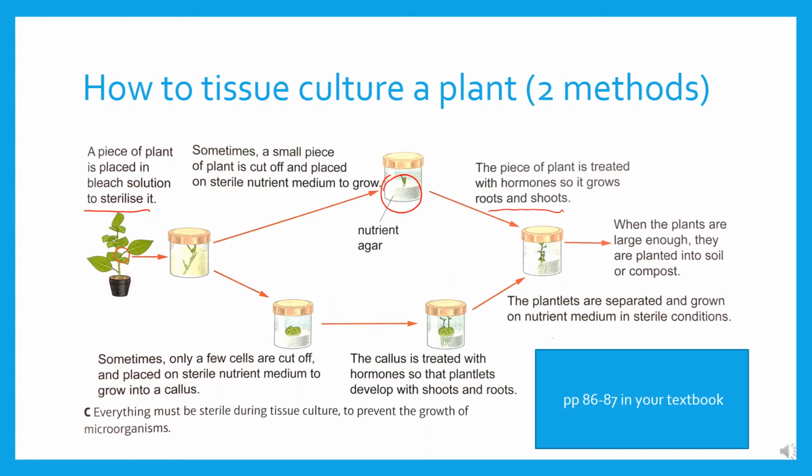The other way you do this is you can grow yourself a callus. In growing a callus, you only take some very small amounts of the plant itself, so only a few cells, and you multiply those cells. So only a few cells are cut off, then placed into the sterile nutrient, and then it will start to grow. The callus, once it's big enough, will be treated with hormones, so it will start to develop shoots and roots. Once the shoots and roots are fully formed, again, we transfer it into the compost or the soil.